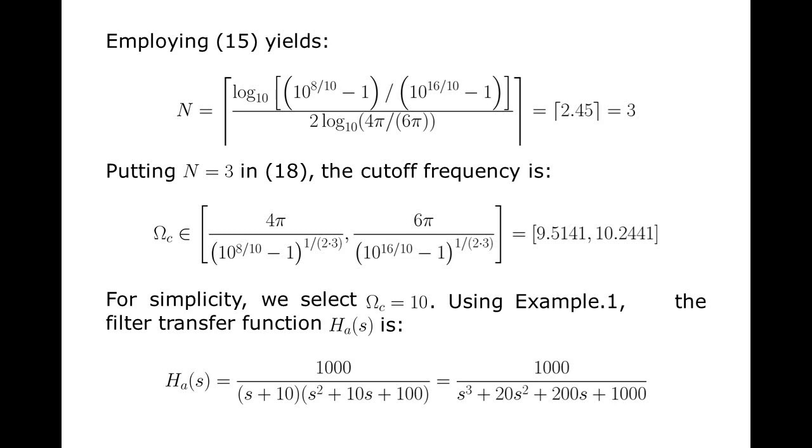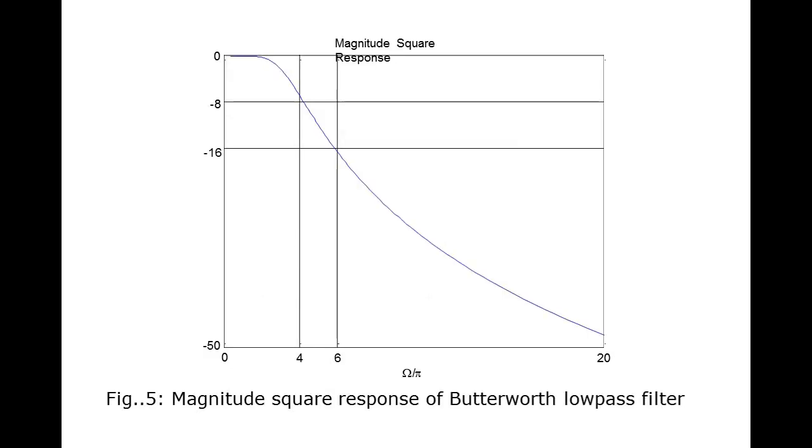HA of S is ohm C upon, as the order is third, we studied previously how the poles can be found out. See, the magnitude square response is plotted, that is ohm versus absolute value of H of j ohm square. As the order is 3, the attenuation value is not more because the order is less. If the order is more, the attenuation will be more, and the response will get closer to the ideal response.